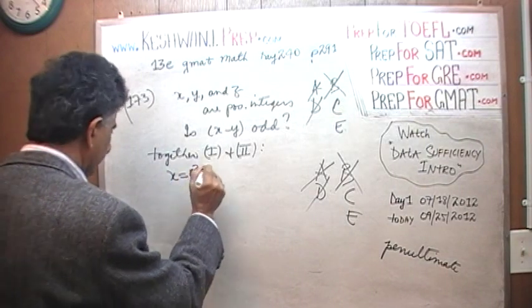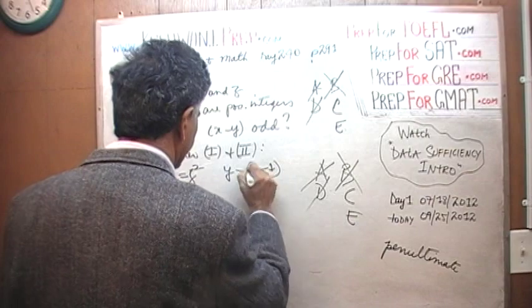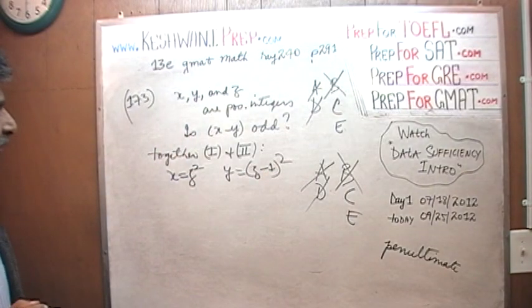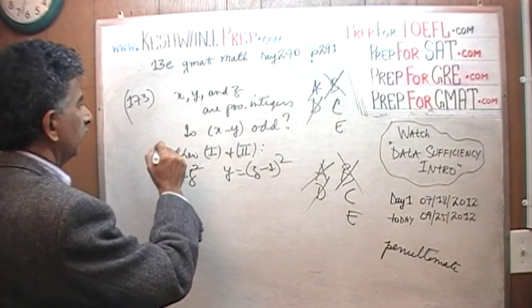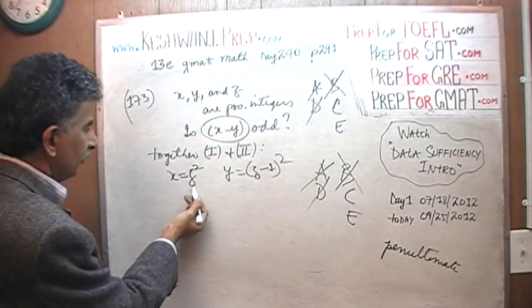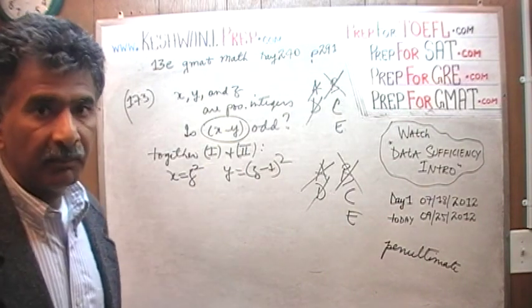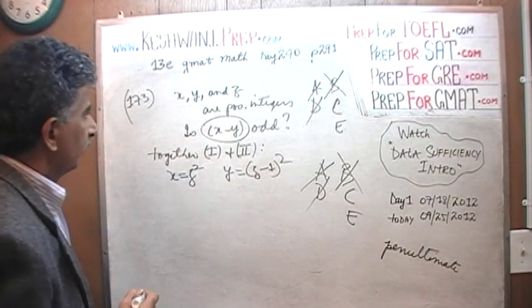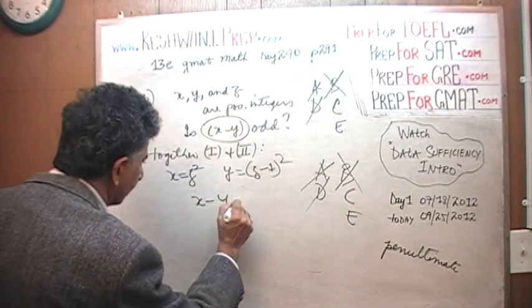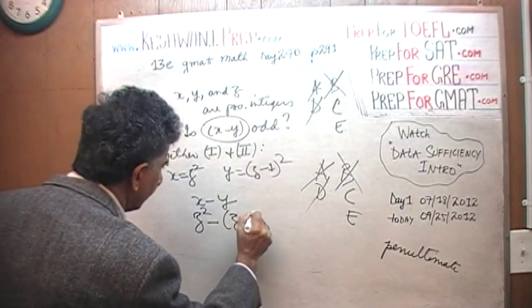X equals z squared and y equals z minus 1 squared. Oh, there you go. Now we can express this whole thing in terms of one variable. We have x in terms of z, we have y in terms of z. We can put them together in terms of one variable, and perhaps we'll get someplace. Let's do it here. So x minus y is what we're looking for. X we know is z squared. Y we are told is z minus 1 squared.